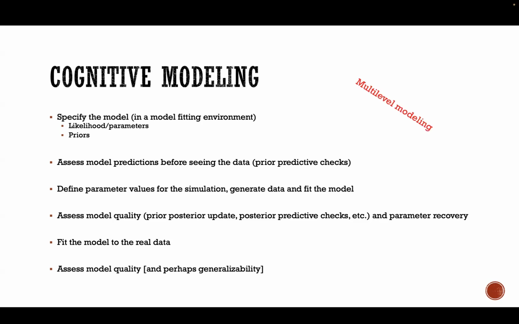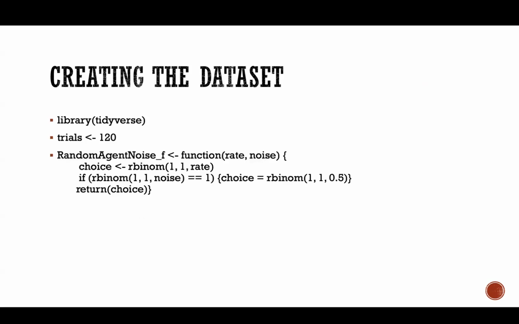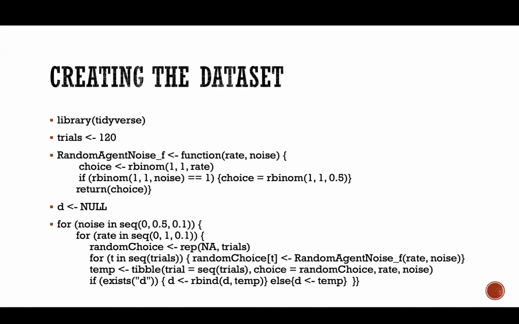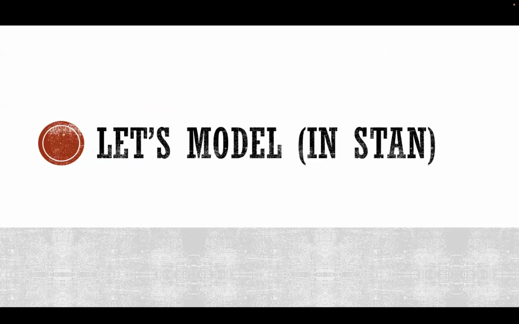We will also deal at a later stage with multi-level modeling, which is not here, and with model comparison and model recovery. Okay, so we create a data set, and here we have done it already, but I'm just putting it here: 120 trials. We put a random agent with noise. We loop through a bunch of noise parameter values and bias parameter values. We generate 120 trials for each of these combinations. We plot that to make sure that our simulation is not wrong. We always need to verify. And now we want to model that in Stan.